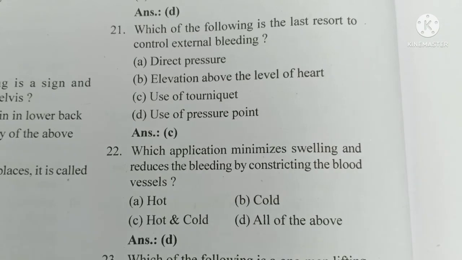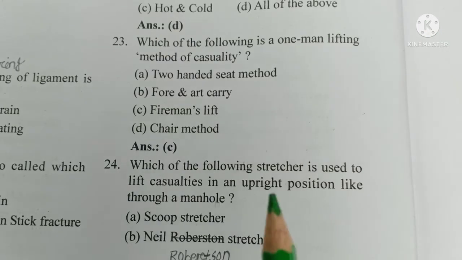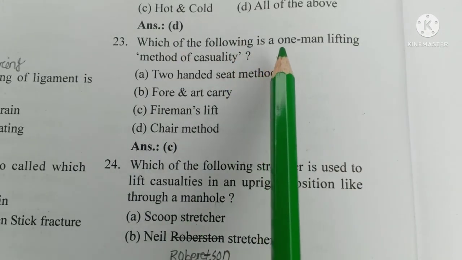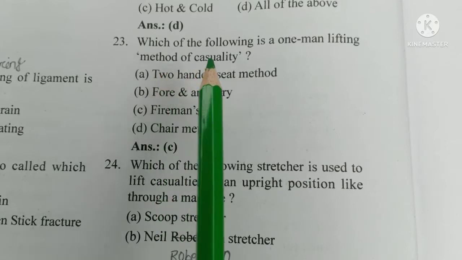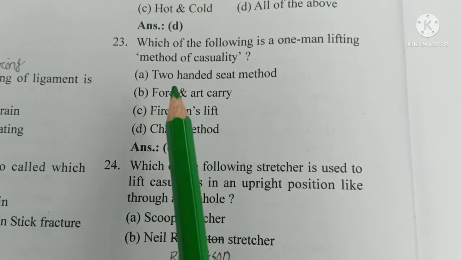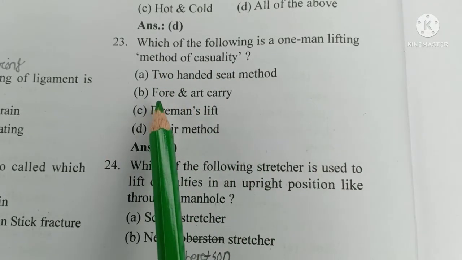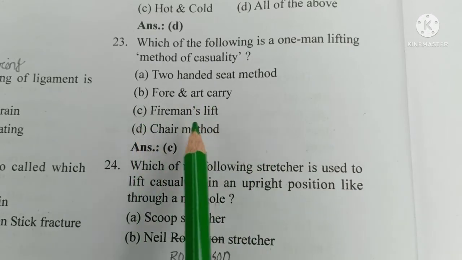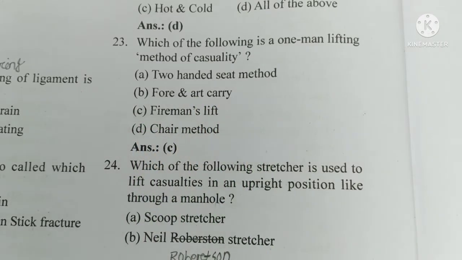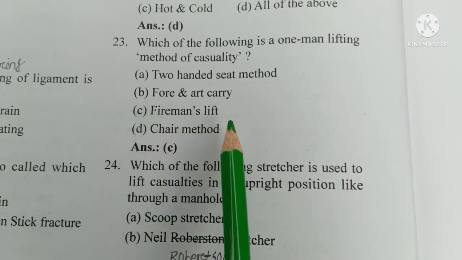Number 22. Which application minimizes swelling and reduces the bleeding by constricting the blood vessels? Hot, cold, hot and cold, all of above. The answer is D. All of above. Question number 23. Which of the following is a one-man lifting method of casualty? The options are two-handed seat method, four-hand carry, fireman's lift, chair method. The answer is C. Fireman's lift.